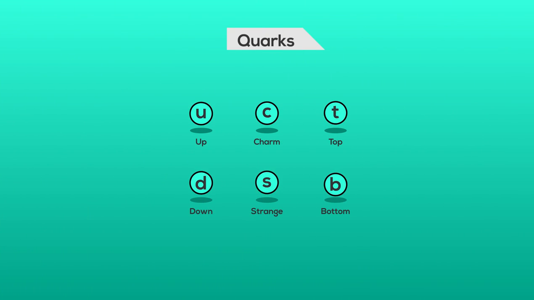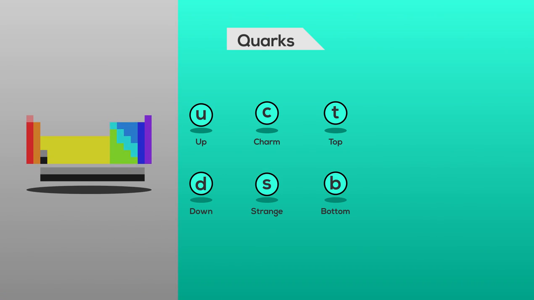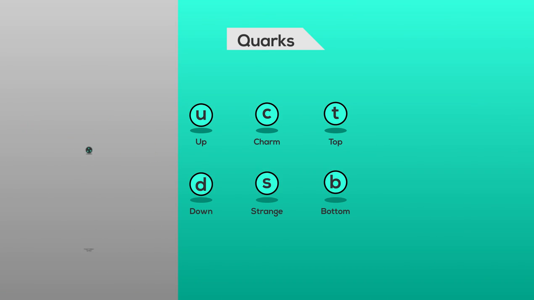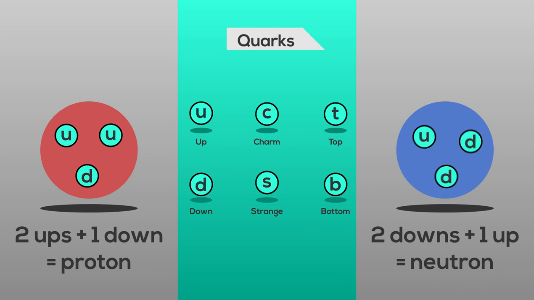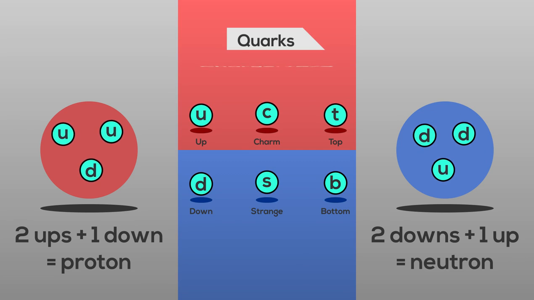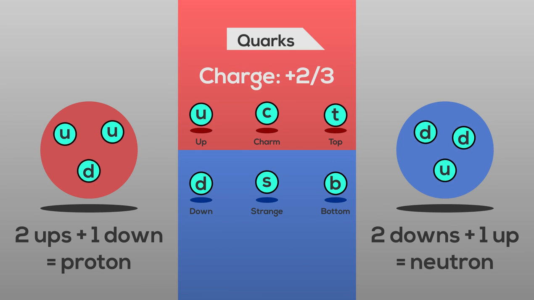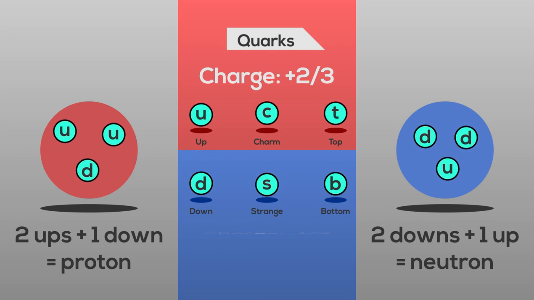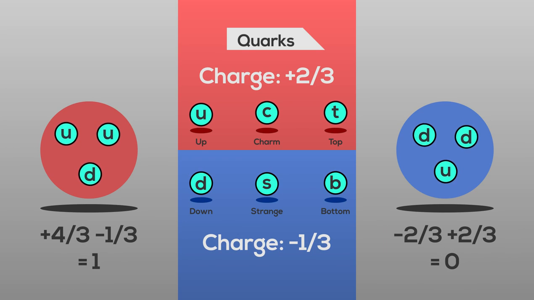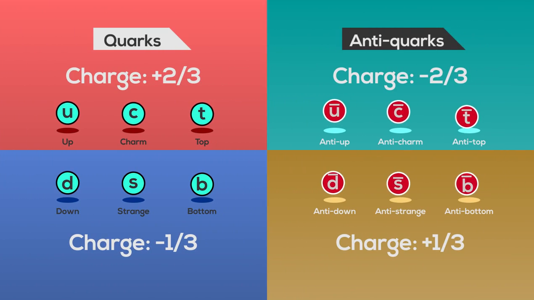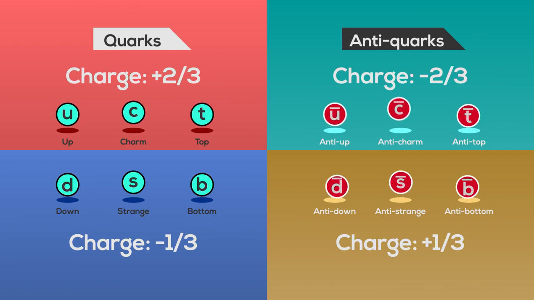There are 6 flavors of quarks. The up and down quarks are the most common quarks, and they make up all normal matter. 2 ups and 1 down make up the proton, and 2 downs and 1 up the neutron. Up, charm, and top have a charge of +2/3, while down, strange, and bottom have a charge of -1/3. This explains the charge of protons and neutrons. Each of the quarks has its antiparticle. Most of them are unstable.